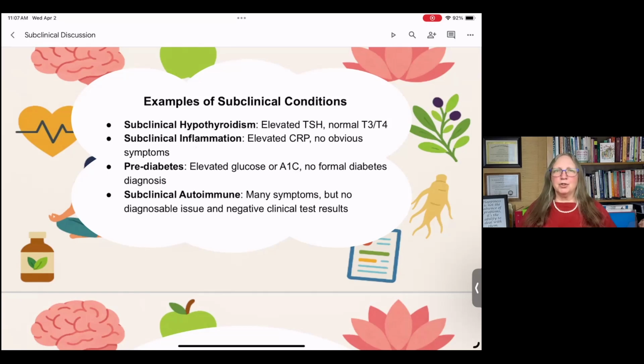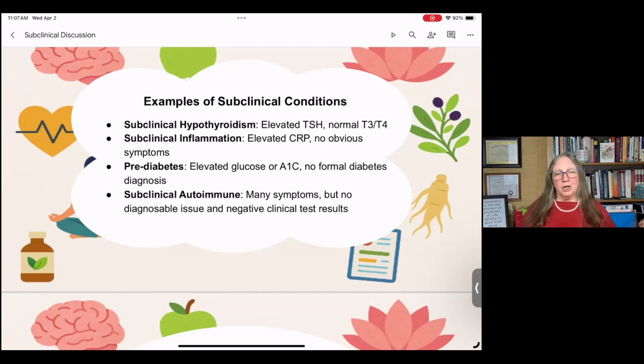C-reactive protein is specific to inflammation, or widespread inflammation. Prediabetes: we already know that if we have a slightly elevated A1C, although it's not a formal diabetes diagnosis, we already have some indicators that are saying, hey, we need to make some changes. And sometimes the doctors will put you on medication for subclinical or prediabetes.